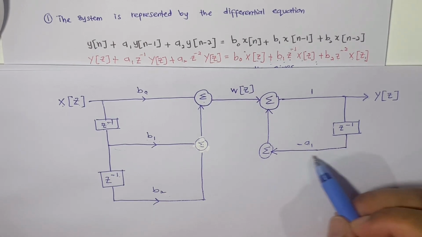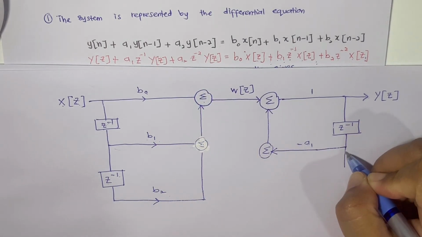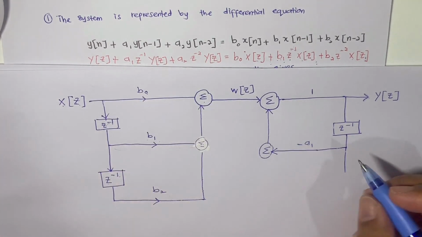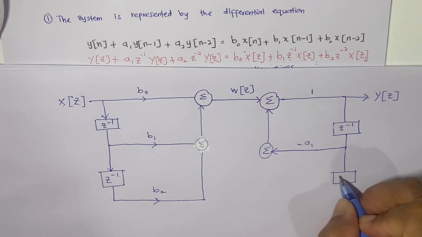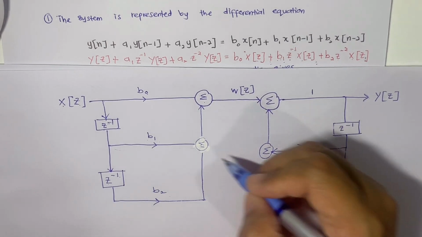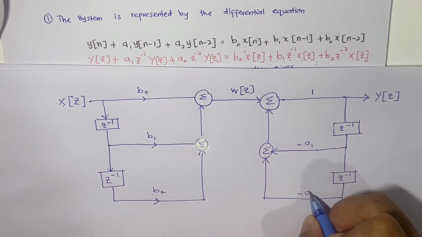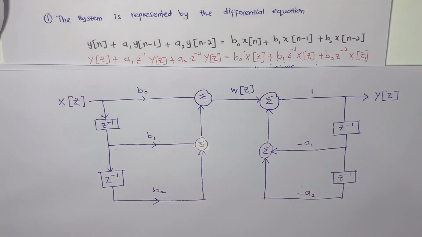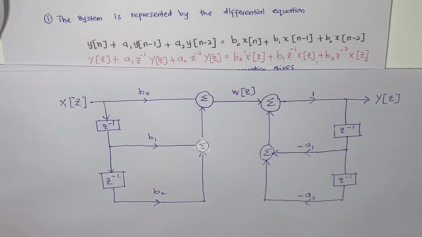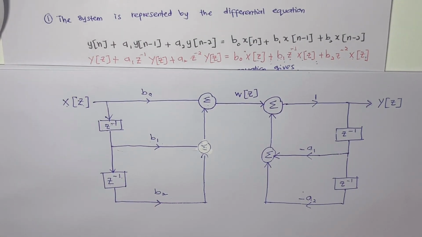Okay, then the second part is A2 Z to the power of negative 2. So it is like this, Z negative 1, B negative A2. Okay, so this is our block diagram.